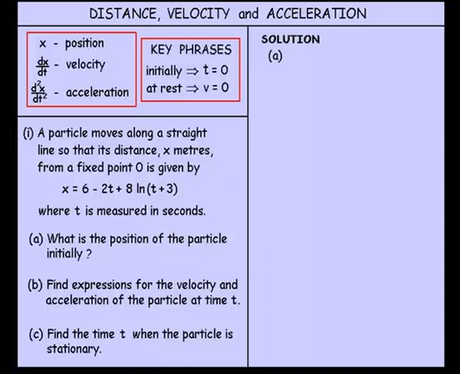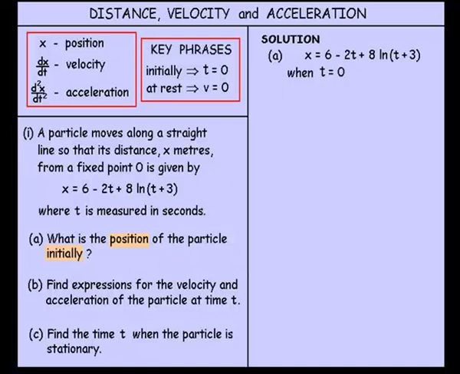Let's look at a solution now. Firstly, we'll write down our equation that indicates position. x indicates position, and we're asked to find the position of the particle initially. Again, that word initially, what does initially mean? It means at the start. It means when time equals 0.